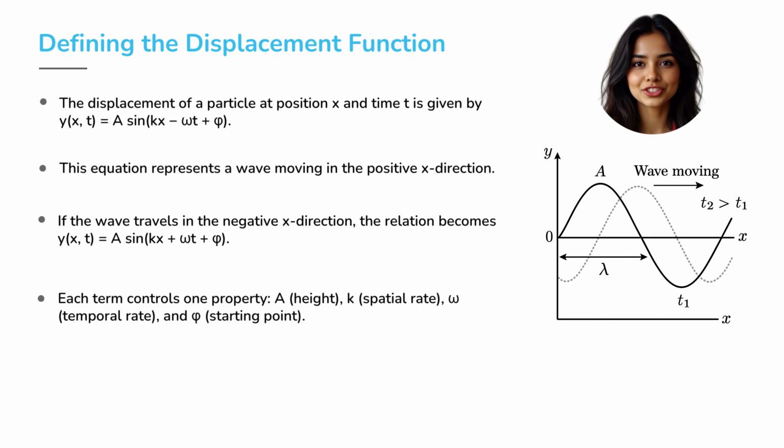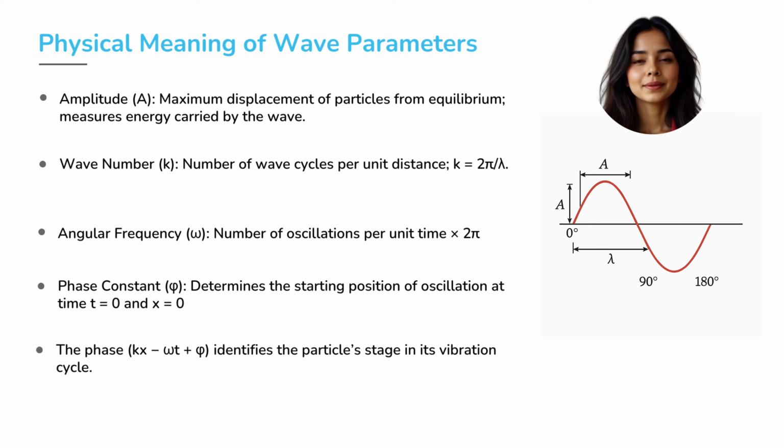If the wave moves in the positive x direction, we use the minus sign before ωt. If it travels in the opposite direction, we flip it to plus. So, that minus or plus isn't just decoration, it's like an arrow telling us which way the wave is going. Okay, now that equation looks packed, but every symbol is telling a story.